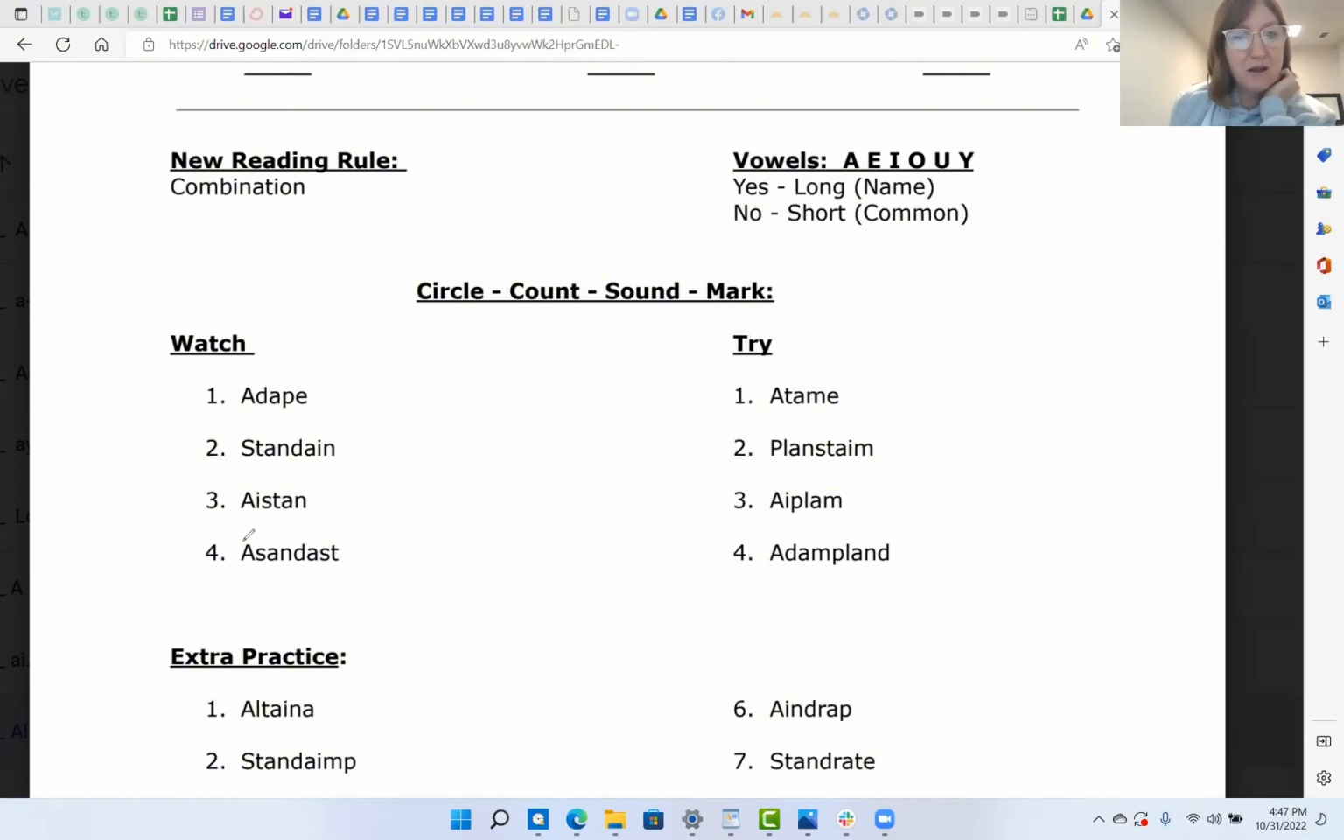Okay, number 4. I'm going to circle my A. I can already see that there's another vowel 2 doors down, so I already know that that one's going to change to the schwa sound. It's a reading hack.